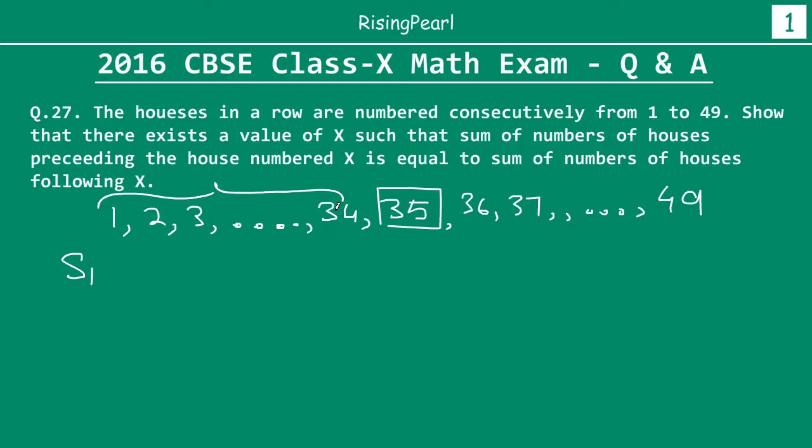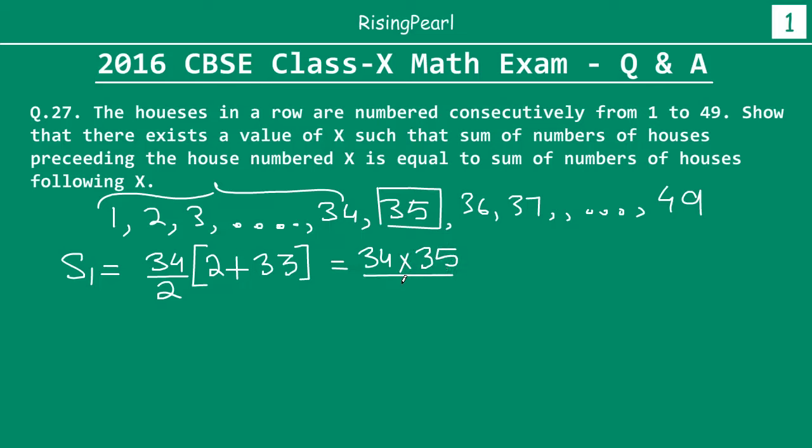We can actually find out this. So there are how many terms? There are 34 terms. So this will be n by 2 times twice a plus n minus 1 d, with 34 terms. Actually we should say that this will be n minus 1, so 34 minus 1, 33, right? Or this will be 34 times 35 by 2, right? So this is S1.